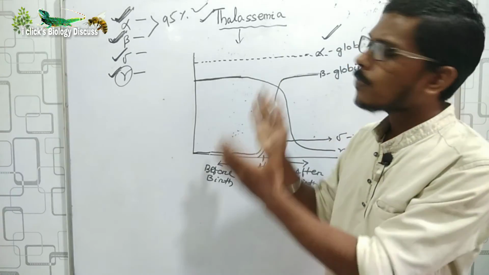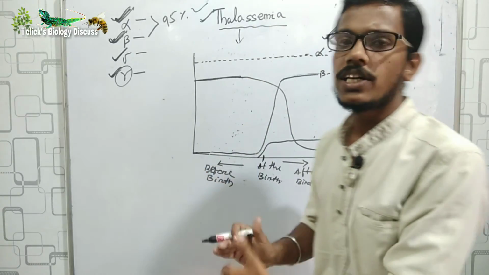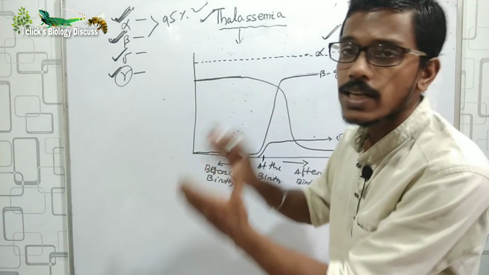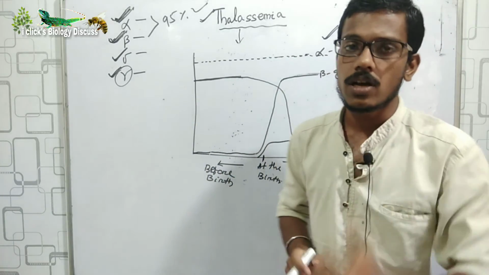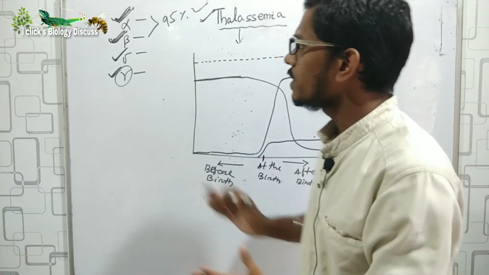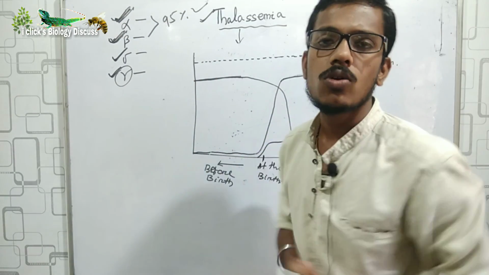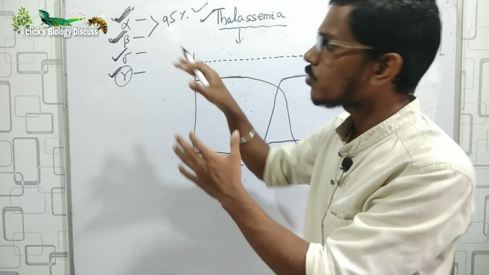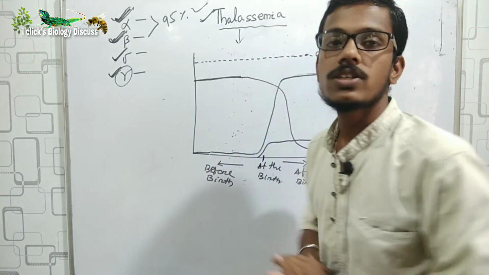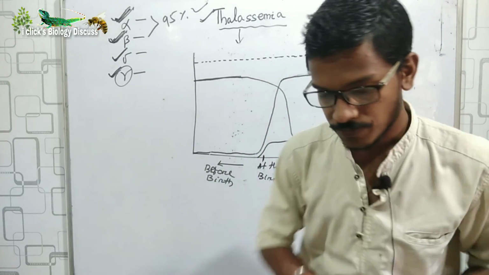In case of alpha thalassemia, there will be decrease or disorder in the gene that is responsible for the alpha globin chain synthesis. And if that is beta thalassemia, then there will be disorder or decrease in the beta globin chain synthesis. So let's see what genes are responsible for the alpha globin chain synthesis and the beta globin chain synthesis, and which chromosomes they are associated with. Let's see.